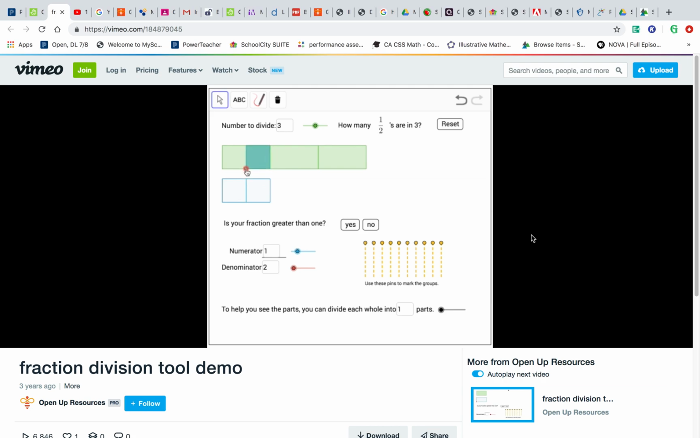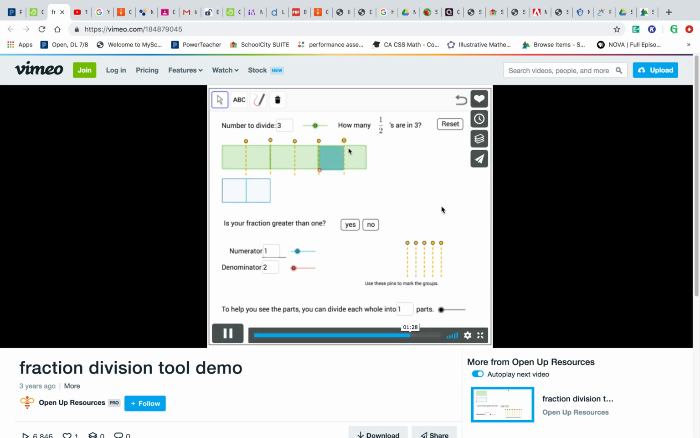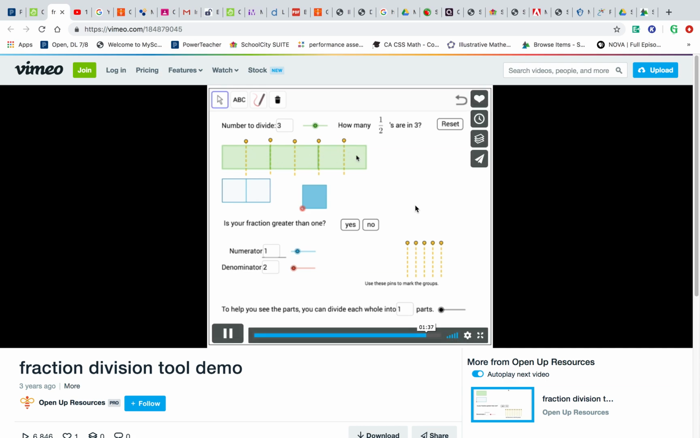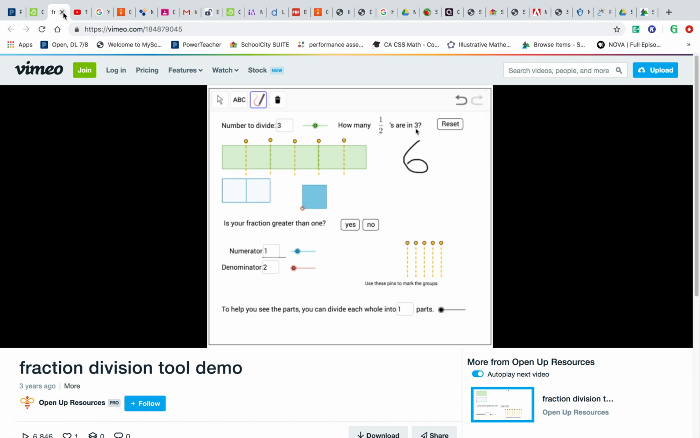And now I'm just going to use the tool to count how many of these 1/2s there are in 3. And I can use these markers to mark them off. So there's 1, there's 2, there are 3 1/2s moving right along, 4 1/2s, 5 1/2s, and then there's the 6th 1/2 left over. So now I can see that there are 1, 2, 3, 4, 5, 6. There are 6 1/2s in 3.